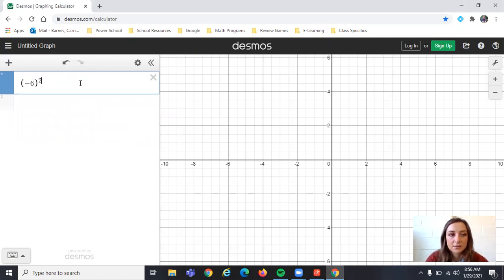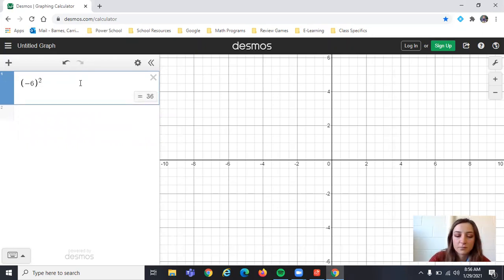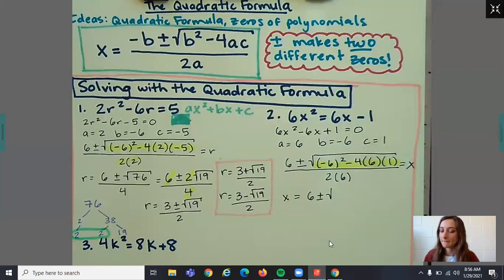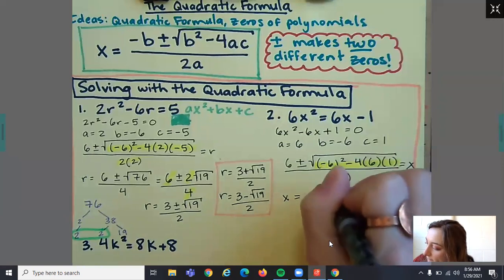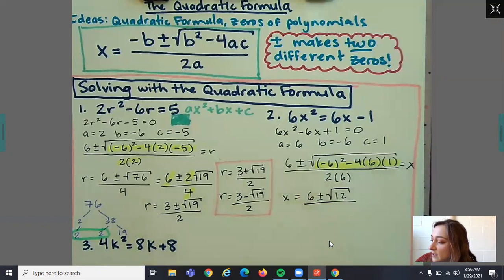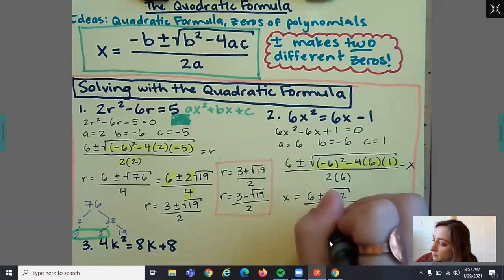Negative 6 squared minus 4 times 6 times 1. Okay, so we're going to get 12 inside of that radical. So let's go back. That is equal to 12. And then this is all going to be divided by 6 times 2, which is 12.